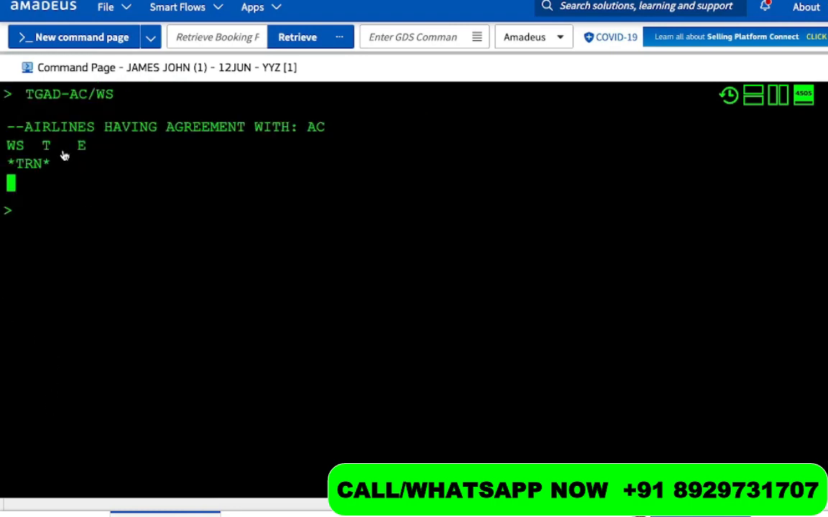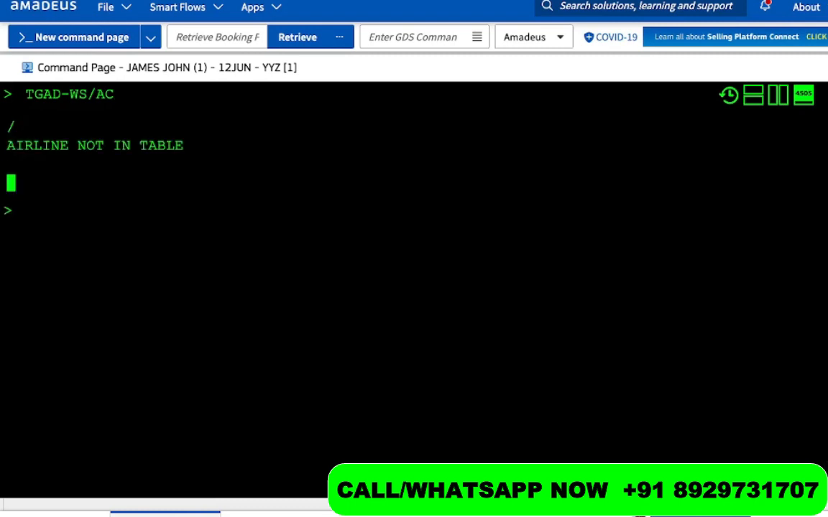It says yes, it says airlines having agreement with Air Canada. So there is a ticket agreement, an electronic agreement. We look for the electronic agreement. However, you need to reverse all this also. So let's reverse this. TGAD -WS/AC. Can we issue WestJet's ticket for Air Canada? I mean, has Air Canada given rights to WestJet so that they can issue the tickets? Let's have a look. It says no.